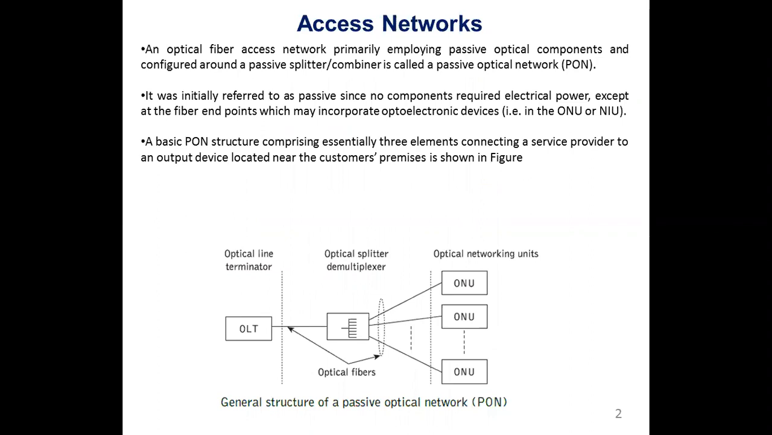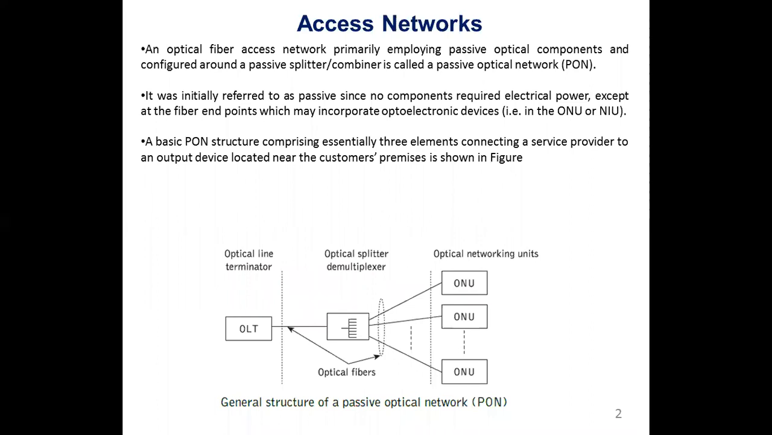So this will basically employ some passive optical components, like a passive splitter or combiner, and these kinds of networks have come to be known as passive optical networks or PONs. They were initially referred to as passive since no components were required which needed electrical power. But now, some of them do require electrical power.